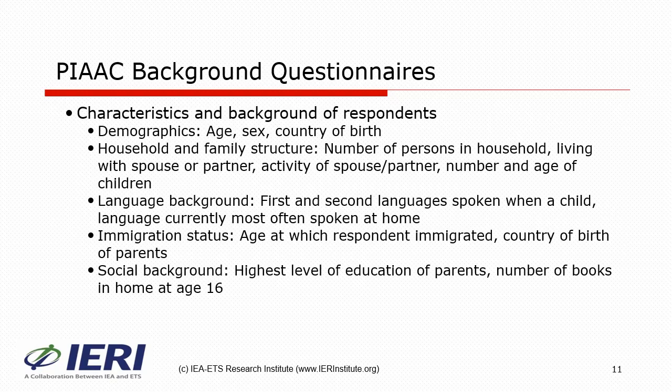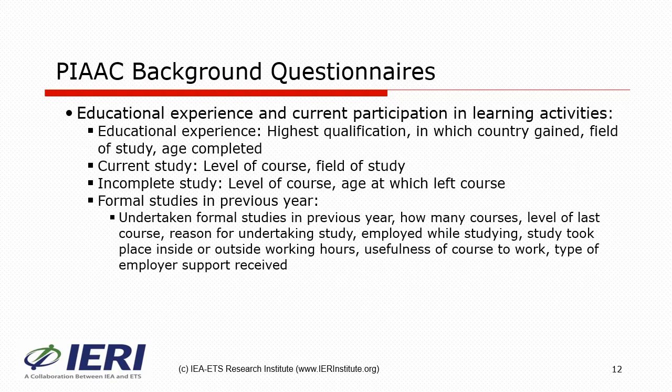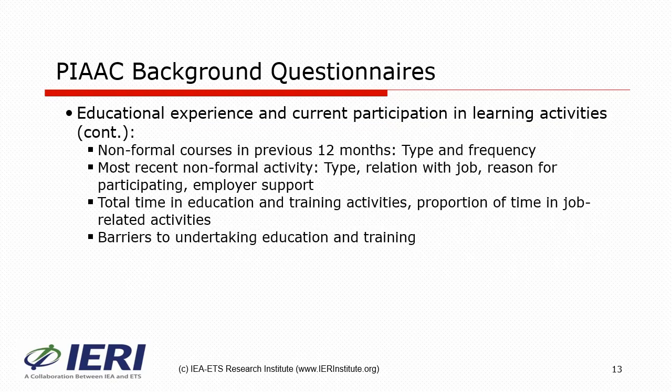The PIAAC questionnaires ask respondents about their characteristics and background, including demographics, household and family structure, language background, immigration status, social background, etc. They ask questions about their educational experience and current participation in learning activities, educational experience, current studies, incomplete studies, formal studies in previous years, participation in non-formal courses in the previous 12 months, most recent non-formal activity, total time in education and training activities, barriers to undertaking education and training.